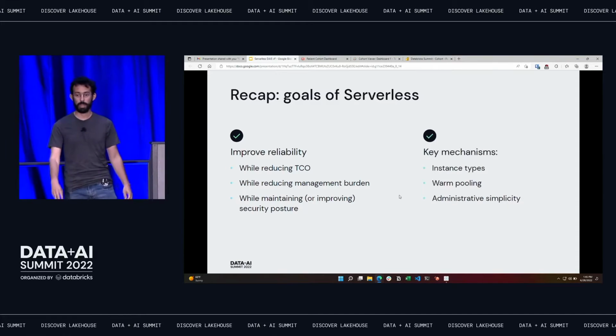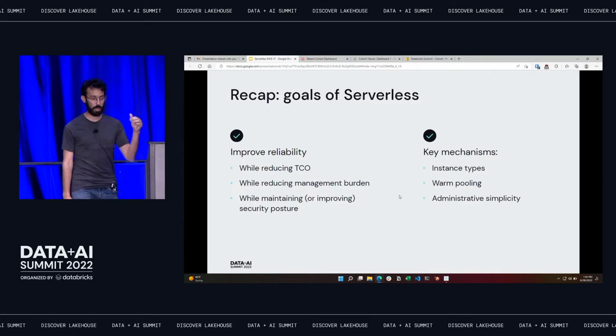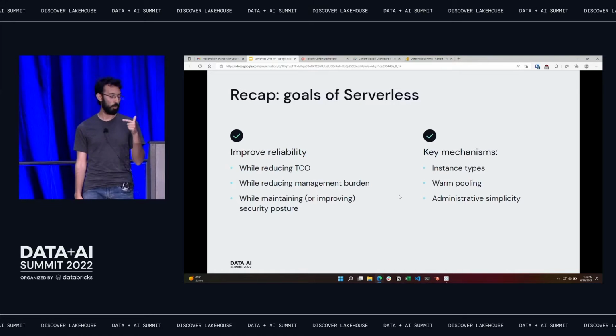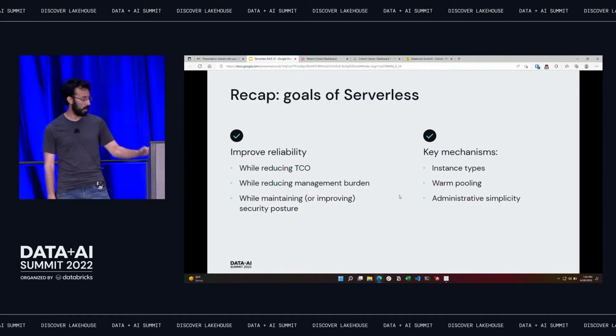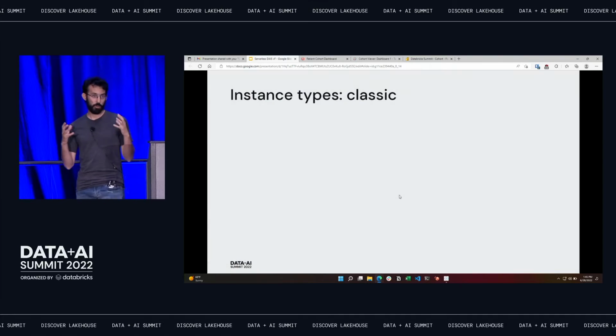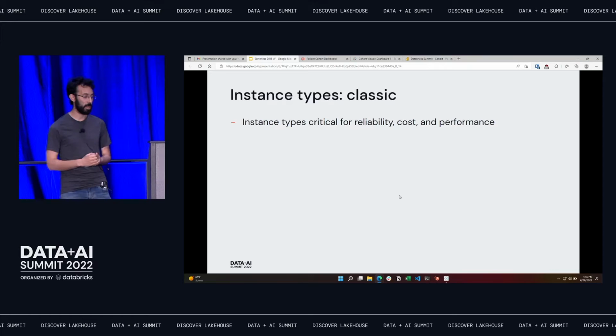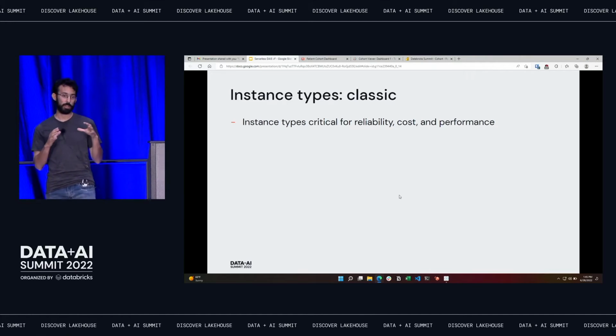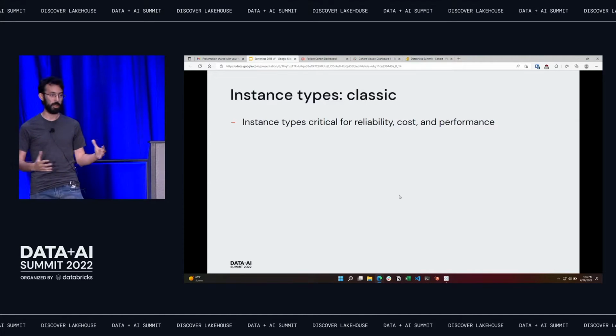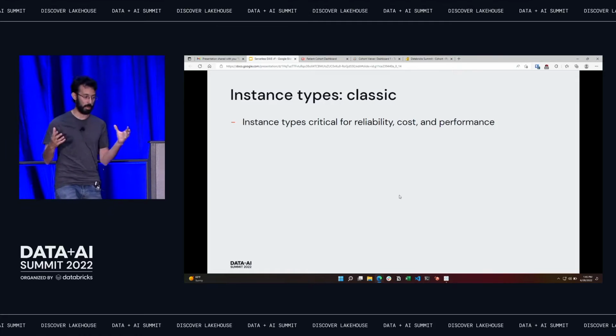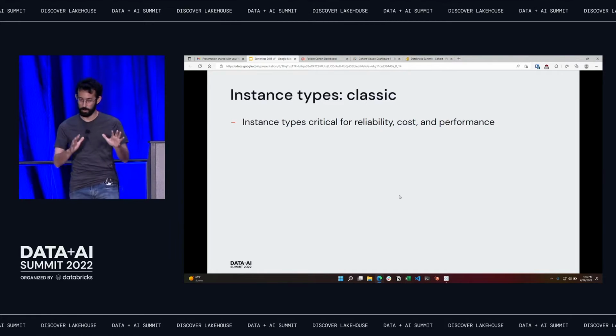I'm going to talk about 3 key mechanisms by which we do all this: instance type selection, warm pooling, and administrative simplicity. So for anyone who's run a big data workload, you know that instance types are quite critical for reliability, cost, and performance. Reliability, both in the sense of, are there enough instance types of this particular type in the right region, in the right availability zone, but also in terms of, does my workload crash? So it's very important for reliability, and of course, cost and performance matter a lot.